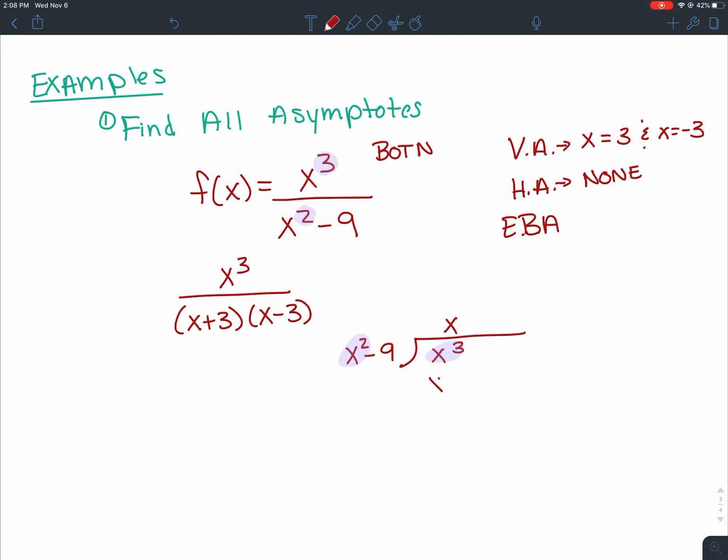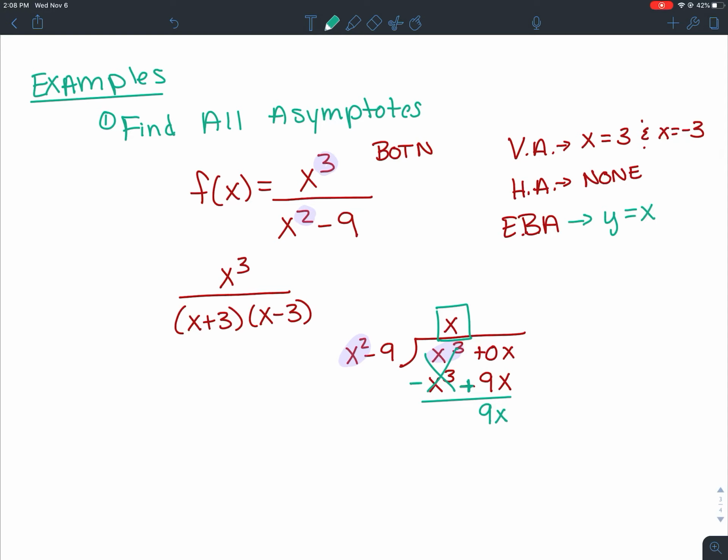So then I get x cubed minus 9x. Let me put my little placeholder here, and then I subtract. You're probably wondering, what about x squared? I don't need a placeholder for x squared because I didn't produce an x squared. So this is gone. 0 plus 9 is 9x. So can x squared ever be 9? No. So my end behavior asymptote is y equals x.